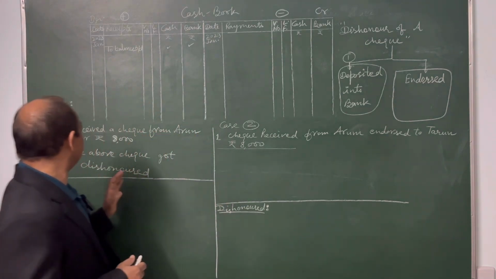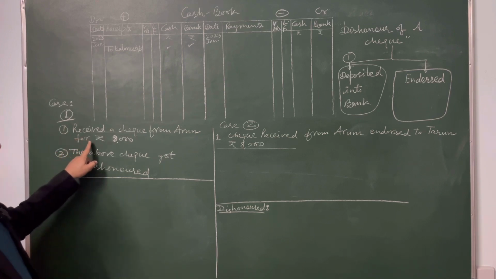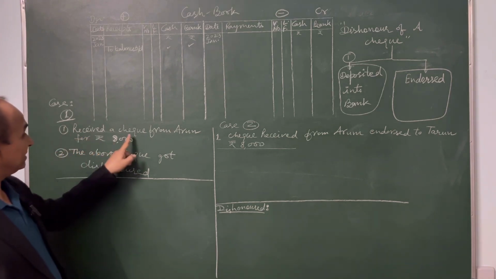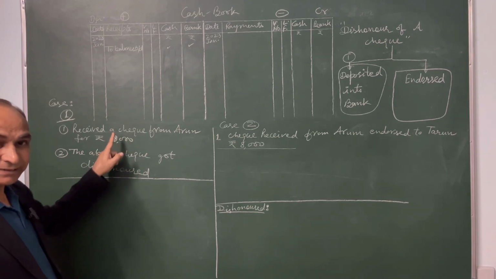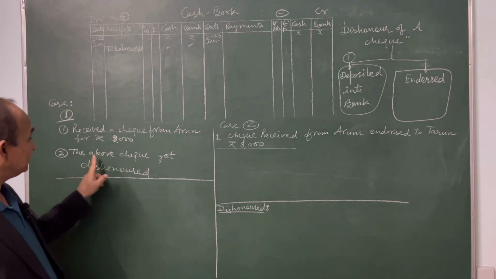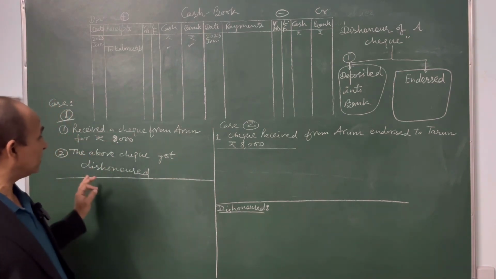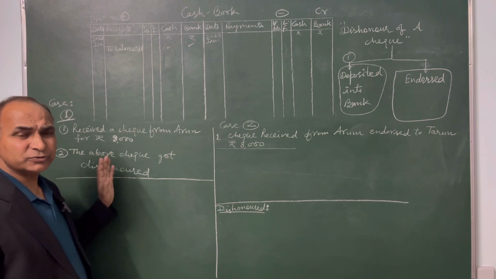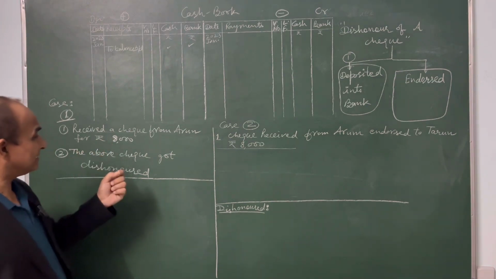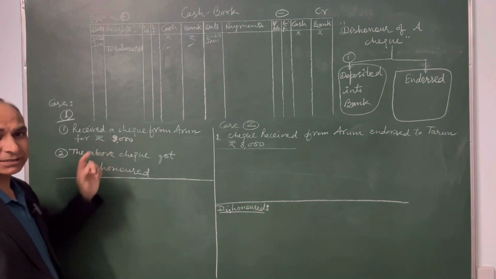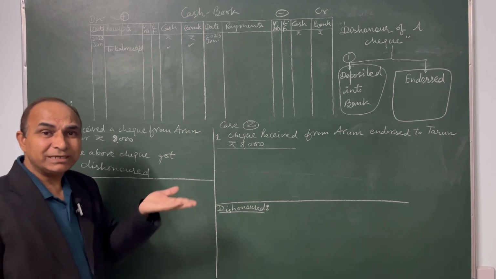So the first case, case 1, see this. The first transaction: received a check from Arun for rupees 8,000, and second related transaction: the above check got dishonored. So in case 1 there are two transactions and we will assume that the check was deposited into bank. So when we received the check from Arun for rupees 8,000 and deposited into bank, we assume that bank balance increased.